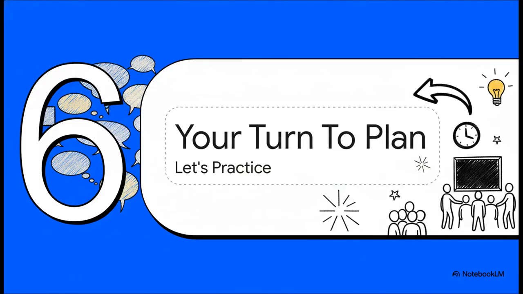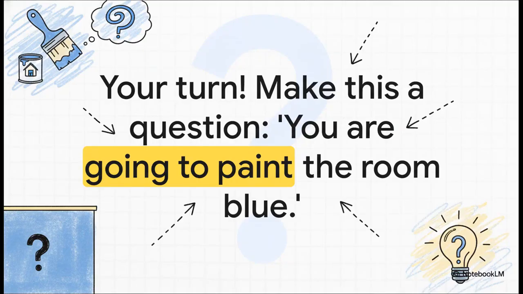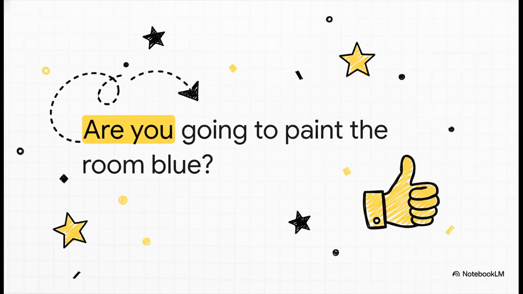Perfect. Okay, we've gone through a lot of theory, but practice is where you really start to own it. So it's your turn to apply what we've just covered. Ready? Here's a statement for you. You are going to paint the room blue. Your mission, should you choose to accept it, is to turn that into a question. Take a second. Remember that little trick we talked about for questions? And there it is. You just move the are to the front to get Are you going to paint the room blue? If you got that, awesome job.